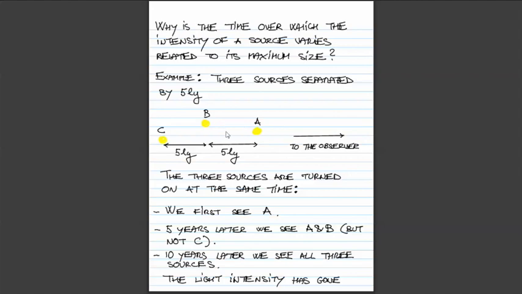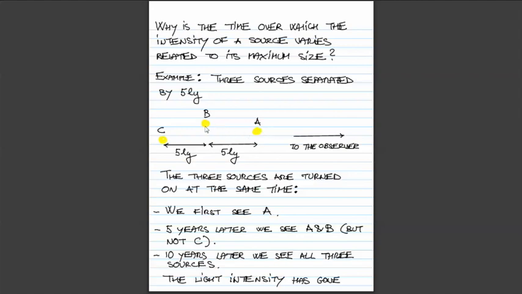And assume that they are turned on at the same time, right? As if there was a switch that could turn on all three sources at the same time. Now, of course, because source A is closest to us, we will start getting, after some time, the light from it. So if we are at a distance of 100 light years from source A, after we turn it on, we'll get its light after 100 years, right?